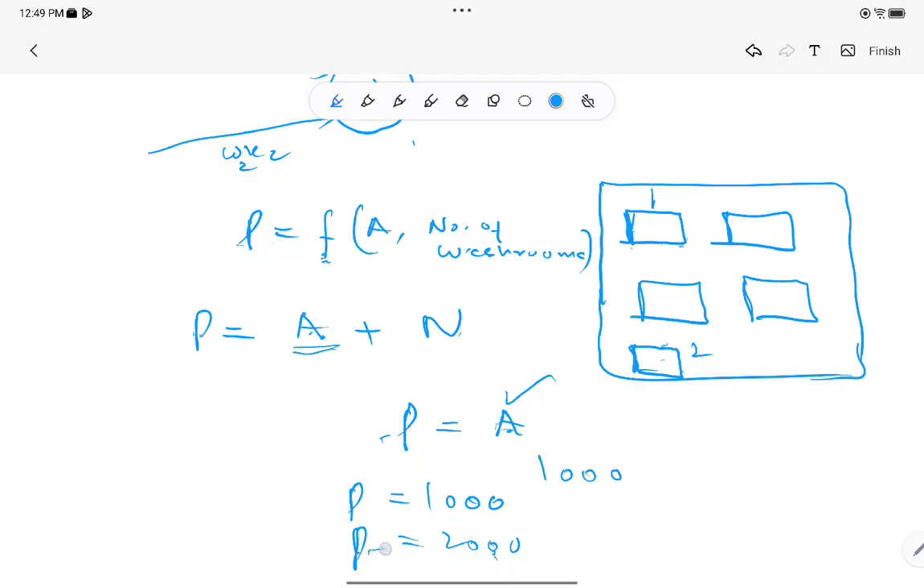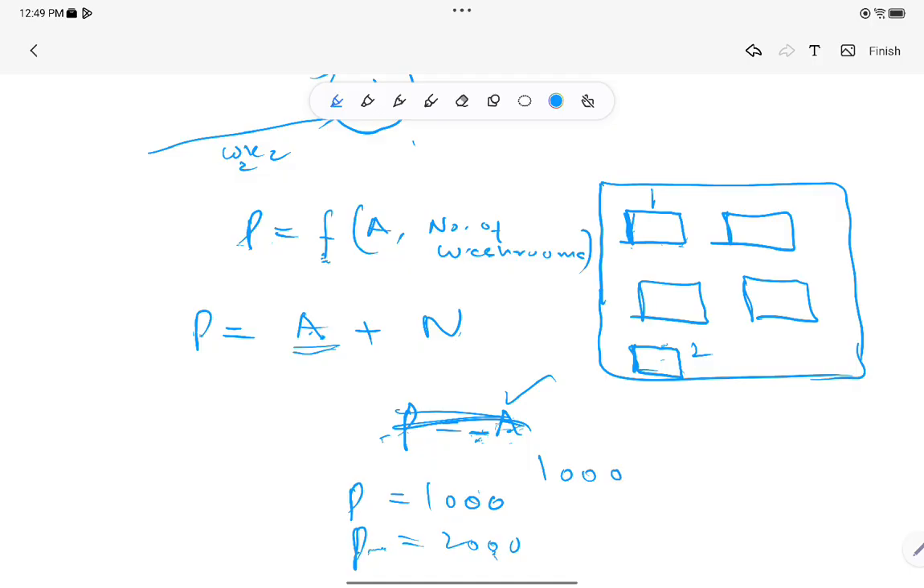So we must have something here which modulates this price, which changes this plinth area. Suppose you have this. Still, even if you have a constant here, still it will be doubled. So this is not what I'm going to teach you.